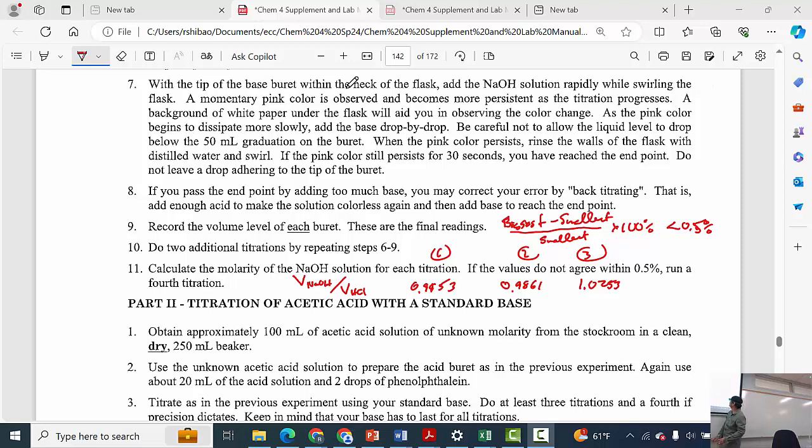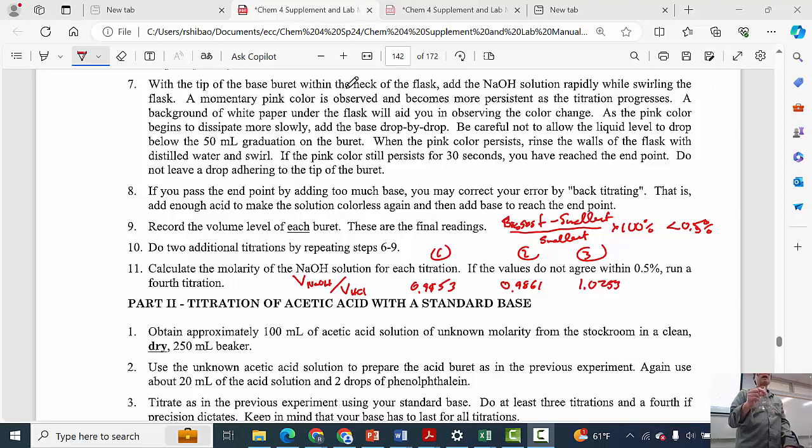Now what I'm going to do here is see what the difference is between the biggest and the smallest. So I'll pick the biggest, 1.0253, and the smallest, 0.9861. And then I'm going to take the biggest ratio minus the smallest ratio divided by the smallest ratio times 100%. And this should be less than 0.5%. So we don't want more than 0.5% difference between these. Ideally, there should be 0% difference between each trial.